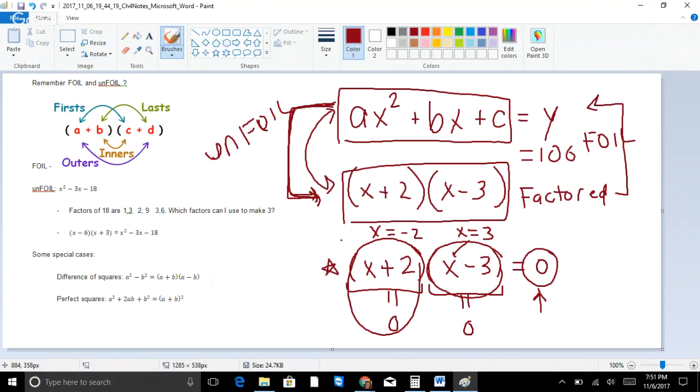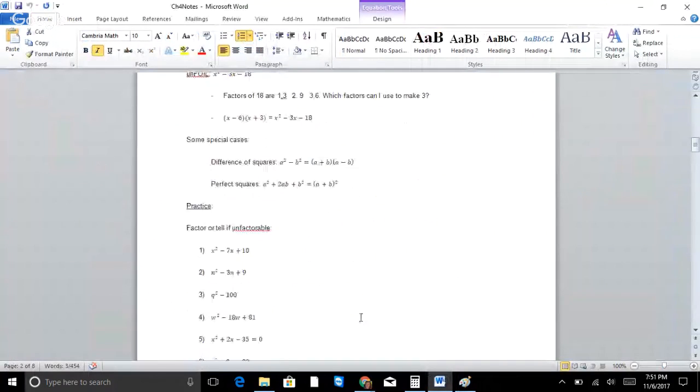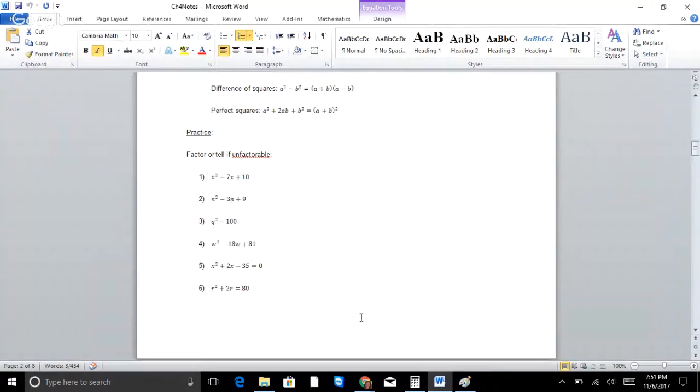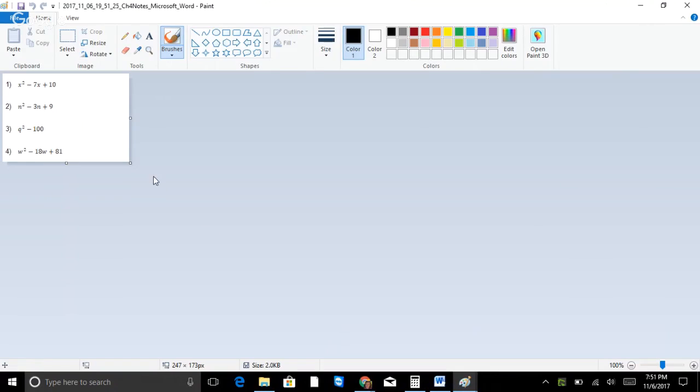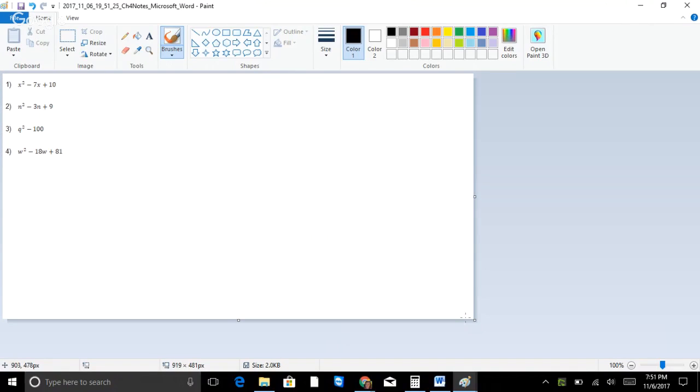But before we get there, we are going to do some practice factoring. Let me pull up a few of these examples here. This is just to refresh your brain about factoring. Let's open these up. These first 4 are just straight quadratic equations.